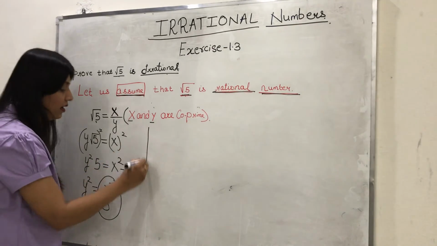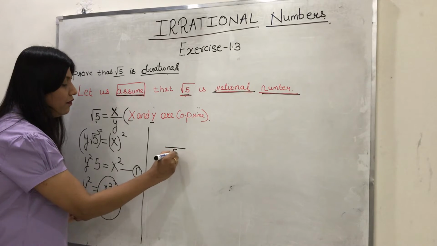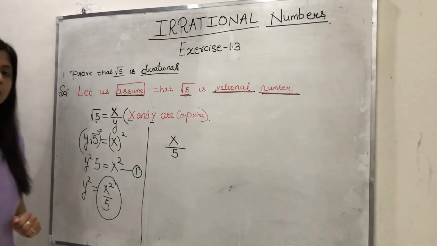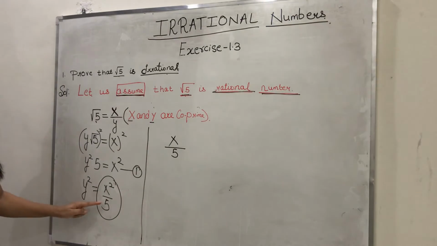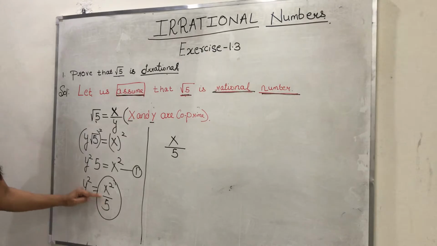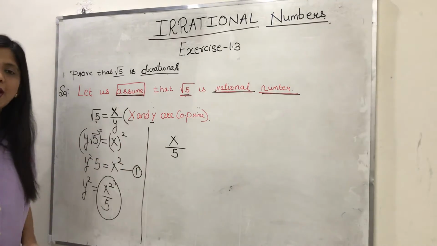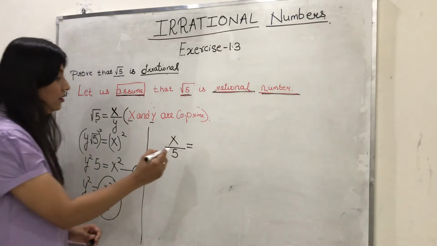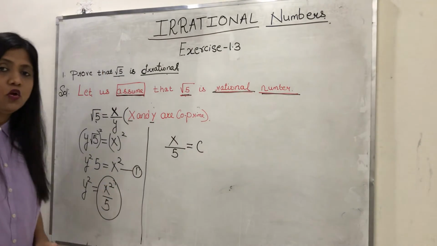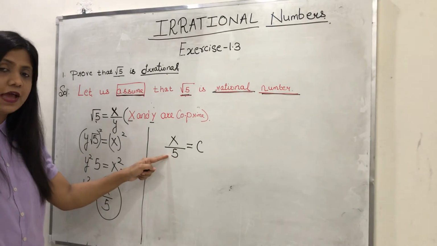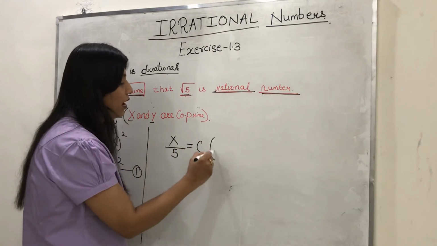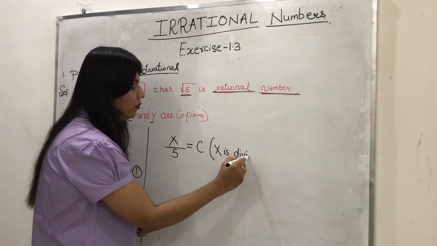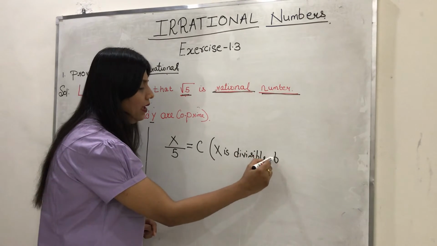So I will say that my p, that is 5, divides x square. From theorem 1.3, if 5 divides x square, 5 will also divide x. Suppose x upon 5 is c. What we are saying here from theorem 1.3 is that x is divisible by 5.